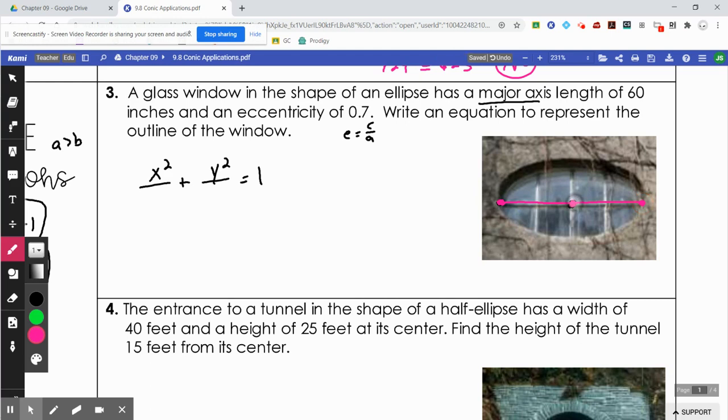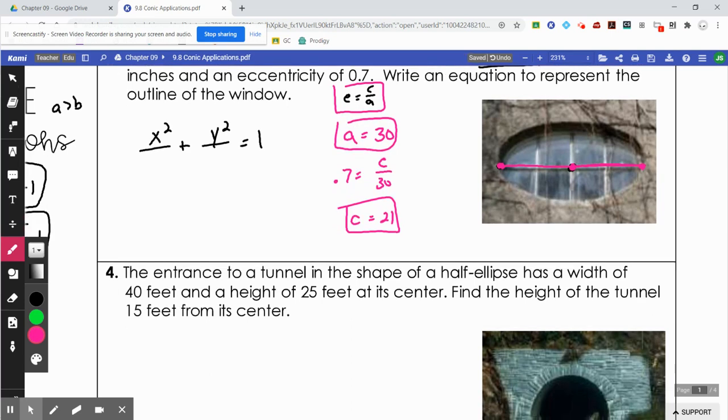The a value is the distance from the center to the outside edge. So therefore, we have an a value here of 30. Since the eccentricity is 0.7, we can plug it into this equation. The eccentricity of 0.7 is equal to c over 30. When you multiply by 30, that gives you a c value of 21. So now we have an a value and a c value. However, we need a b value for our equation.